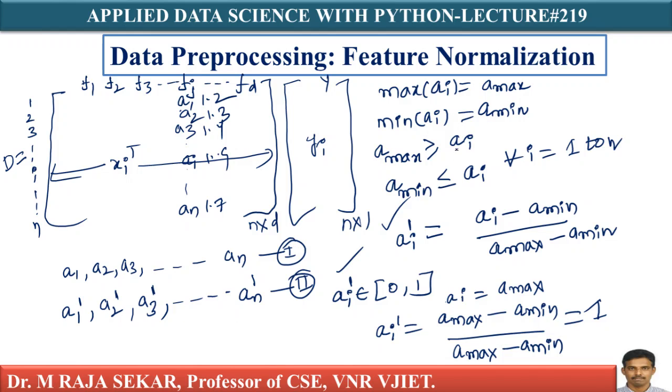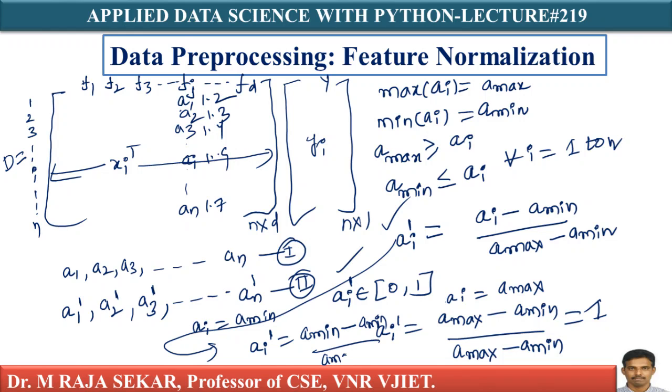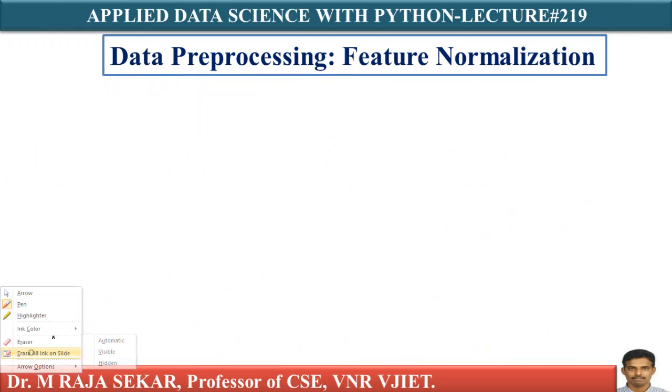If you transform A min, what will I get? Just see, Ai equal to A min. What is the formula? My formula says Ai dash equal to, in the place of Ai, I can write A min, isn't it? A min minus A min by A max minus A min. Means what will you get? A min minus A min means 0. Means at maximum, which one are you getting?